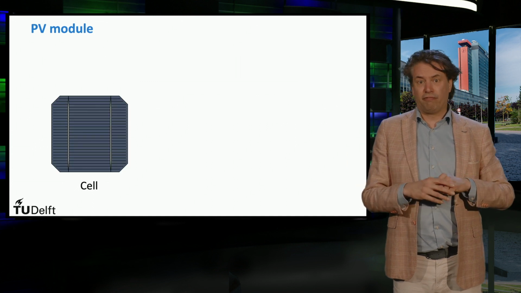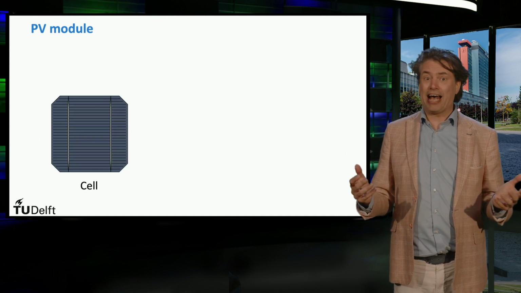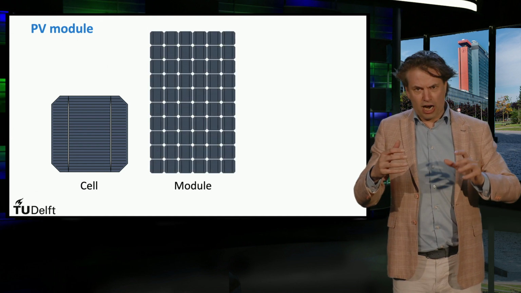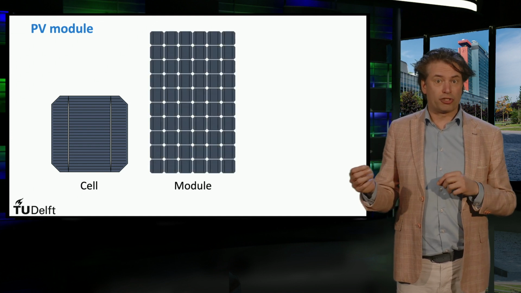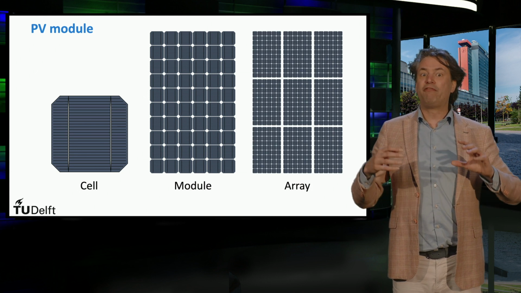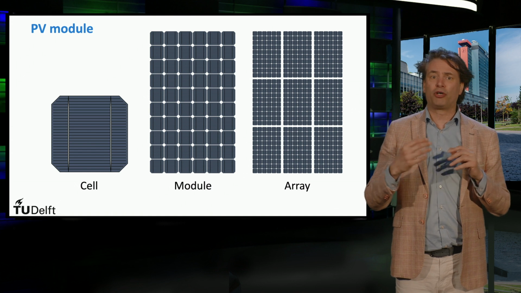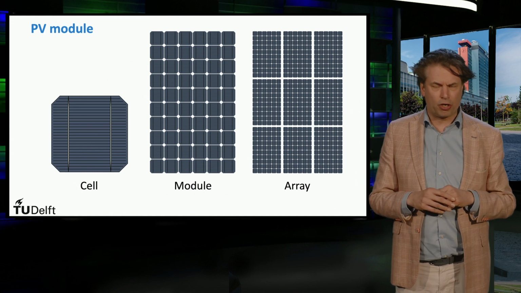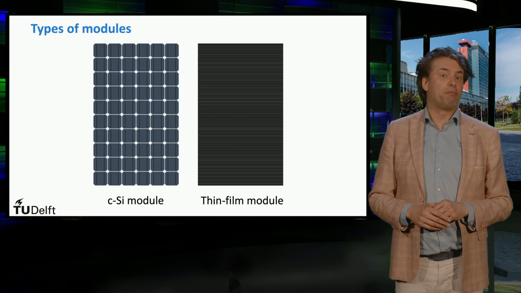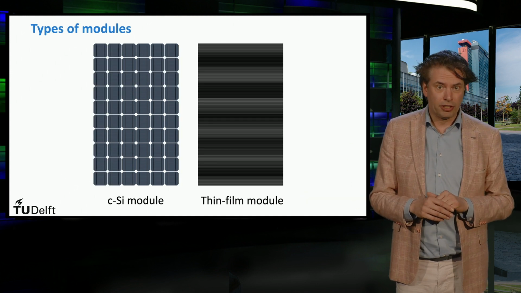A wafer-based device is usually referred to as a solar cell. A solar module is a larger device in which many solar cells are connected. If you look at the level of a PV system, we can have several modules connected, and this is what we call an array. The dominant PV technology is based on crystalline silicon wafers.